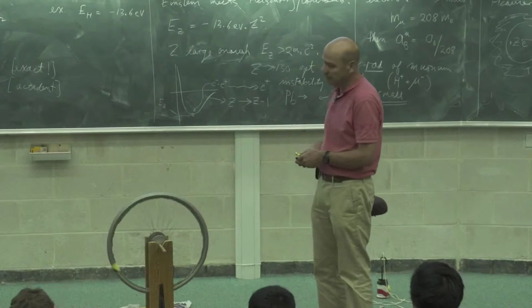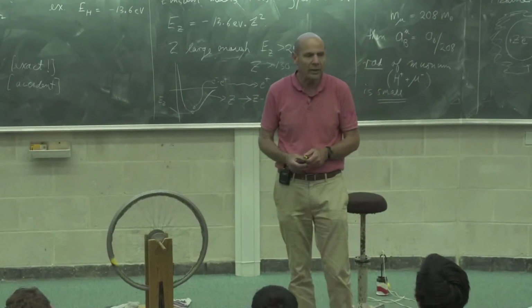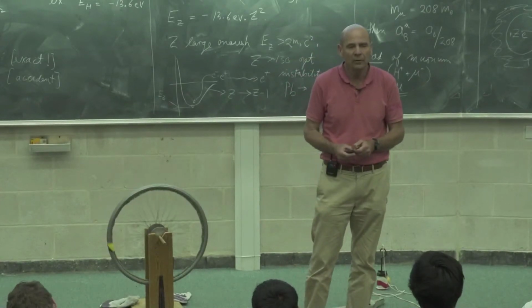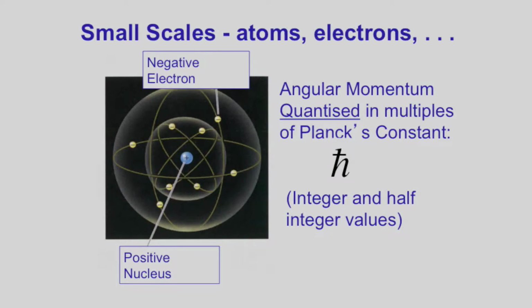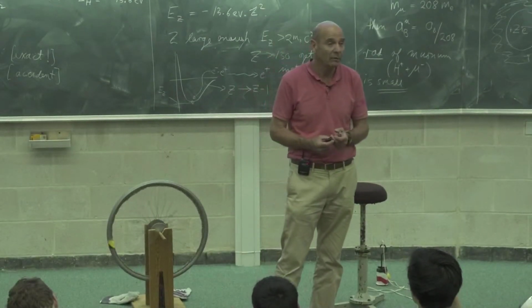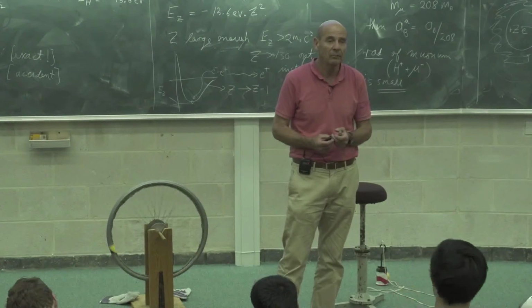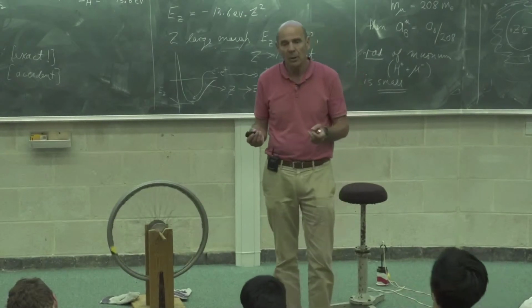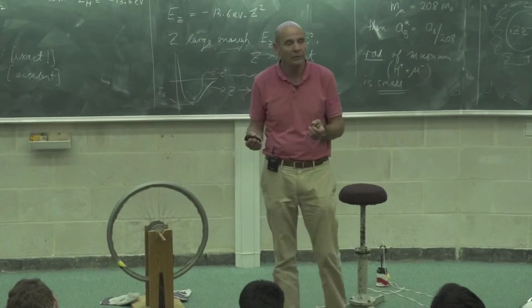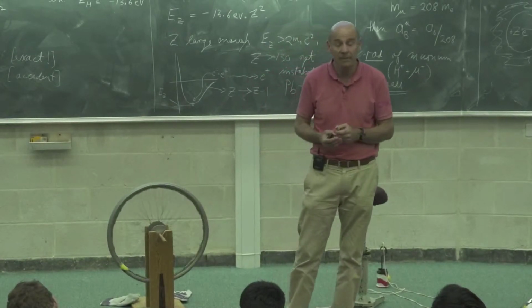And it turns out that on the small scale, angular momentum comes quantized in units of h bar. Actually, h bar and a half h bar. So there are integer and half integer values of h bar. The half integer values are given to fermions, and the integer values are given to bosons. So the fundamental particles of nature divide up into those with half integer spin and those with integer spin.